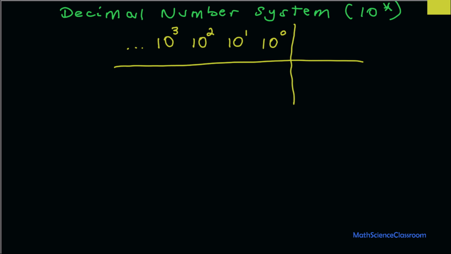I'm going to write the actual value of each power below. So 10 to the 0 power, anything to the 0 power is 1. 10 to the first power, 10. 10 to the second power, 100. 10 to the third power, 1000.